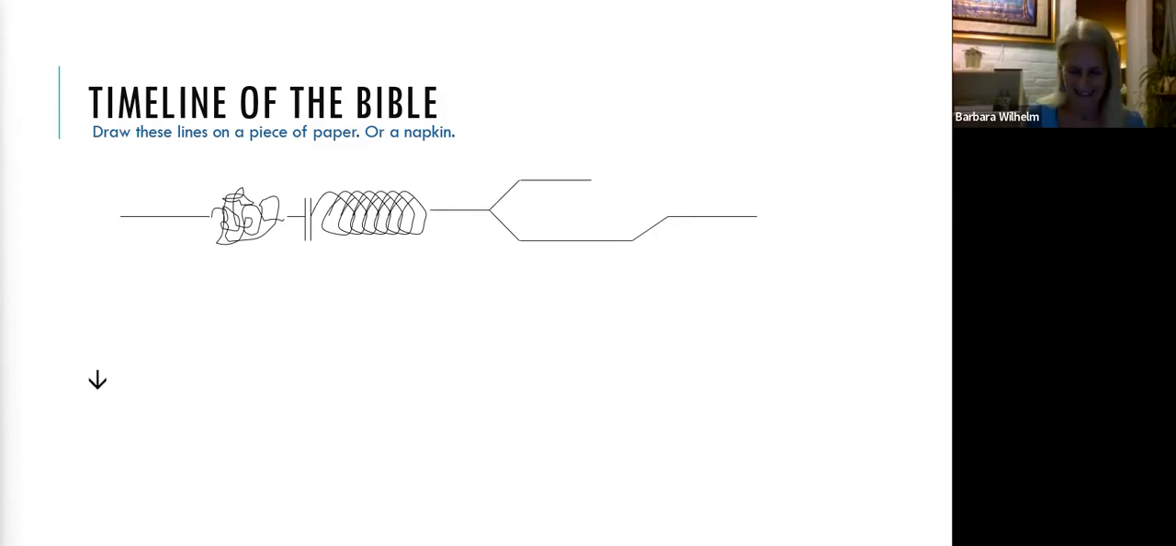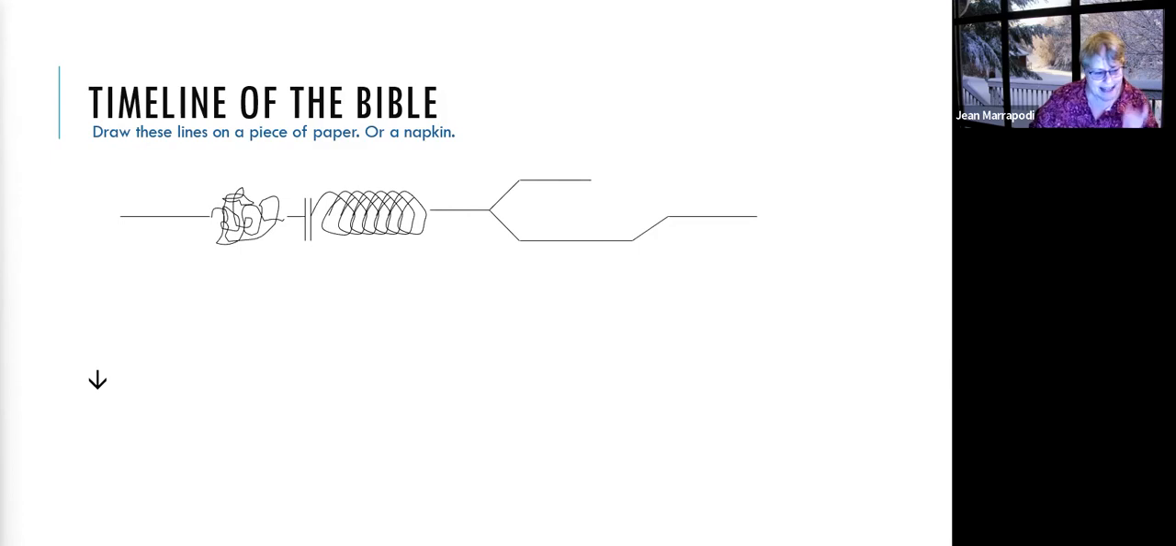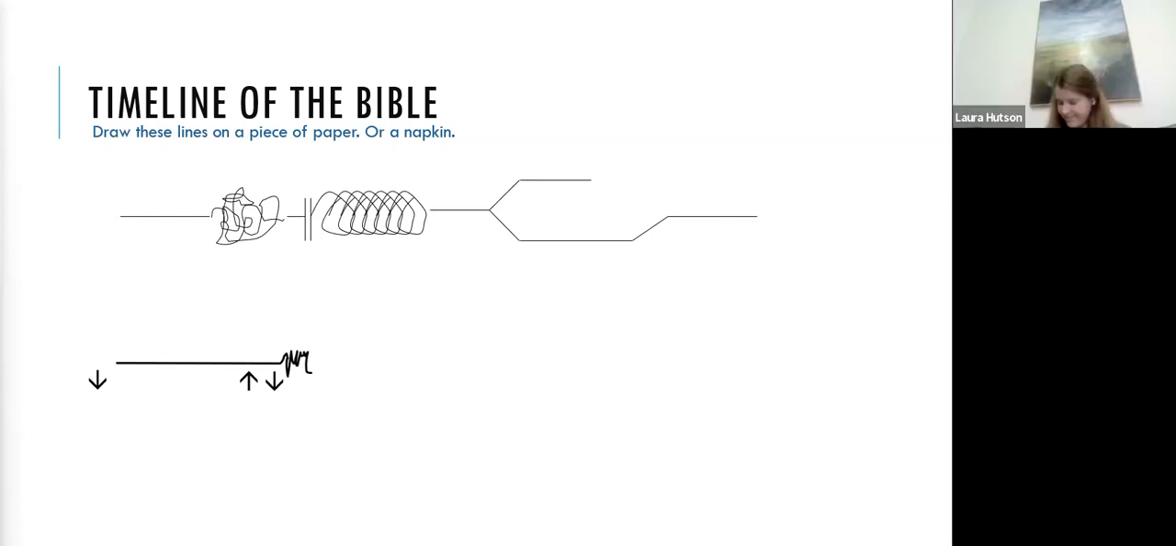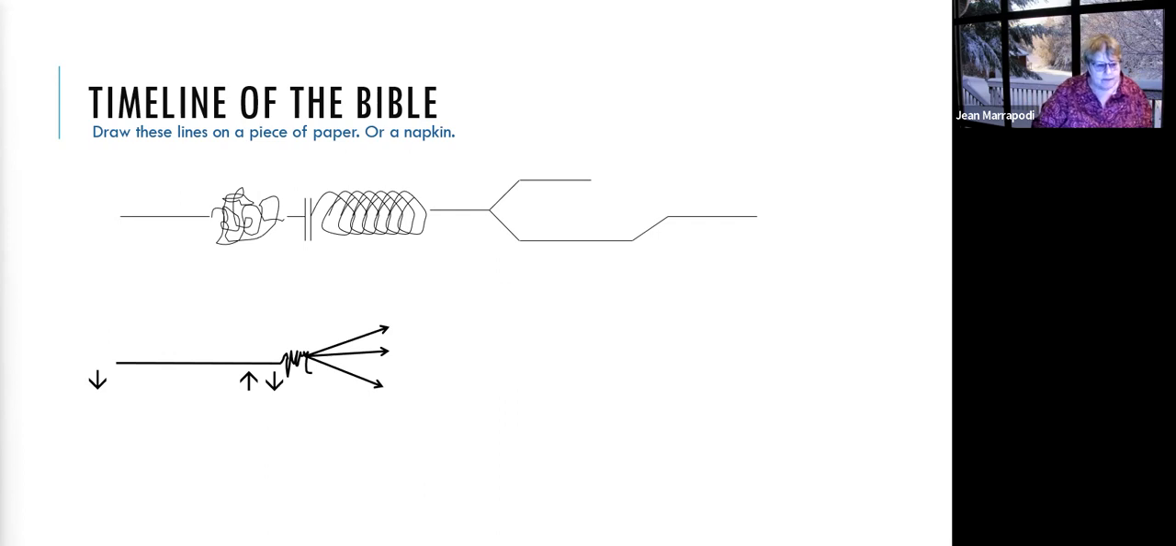So now let's draw the New Testament. The New Testament starts with an arrow down, and I bet you can guess what that arrow down is about. That's Jesus coming. And then we have another longer line, and we have an arrow up and an arrow down, a bunch of squiggles. The squiggles are really important. And then we have branching out. And then we have a dotted line, because this is kind of from when the Bible ended until now. And then we have an arrow down and an arrow up.